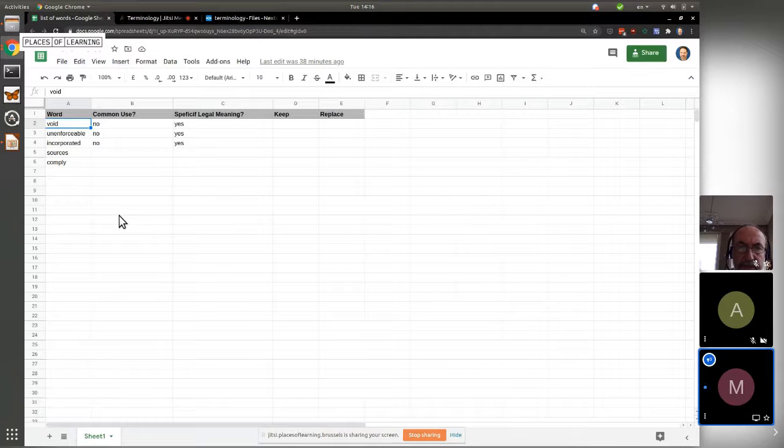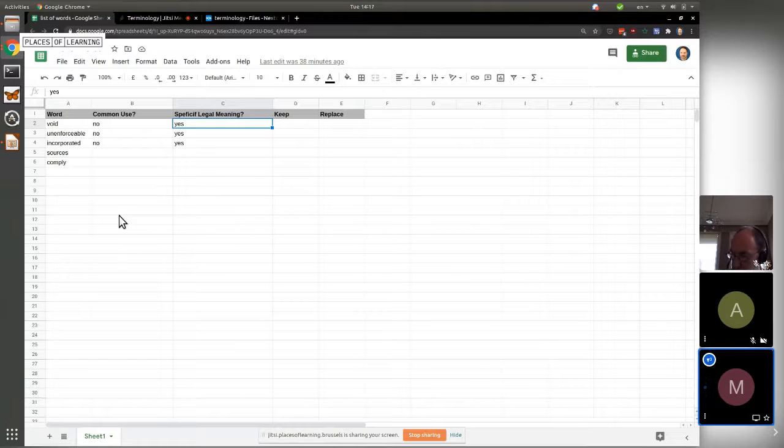So the first question in the decision tree is, is this term in common use? Is it commonly used? I concluded no, it's not common use. People normally don't know what void means in the framework of a contract. The next question in the decision tree is, does this word void have a specific legal meaning? And I replied to this question, yes, it has a specific legal meaning.